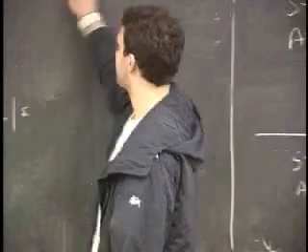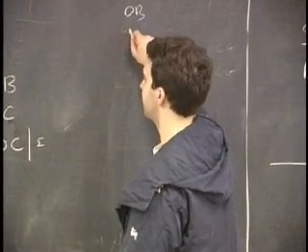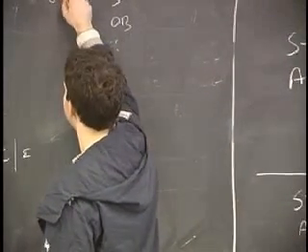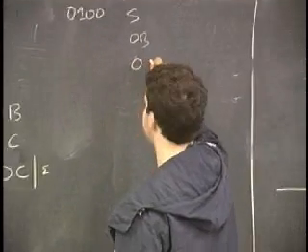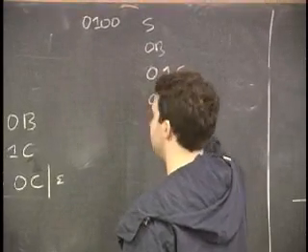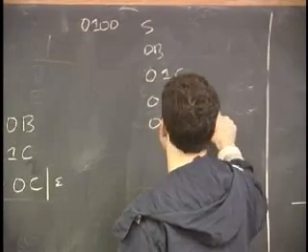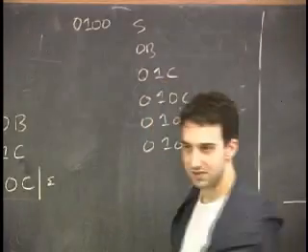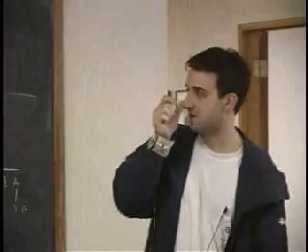So you start with S, then you get 0B, and then say we derive 0100. You go S, 0B, 01C, 010C, 0100C, 0100 epsilon. That's how I got, for example, that.